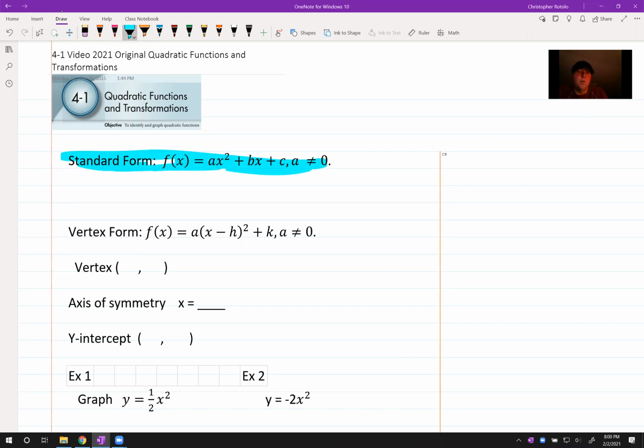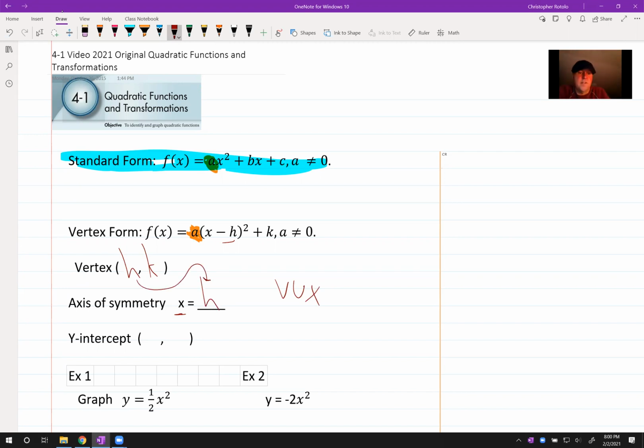So that's what you are used to, right? A, B, and C. And we're going to have some connections here. A is going to stay A, but that's it. The next thing we're going to do is identify the vertex, which is (h, k), and that's how we're going to translate some things around. The axis of symmetry, x equals, because remember, a vertical line has an undefined slope, x equals, that's going to be h.